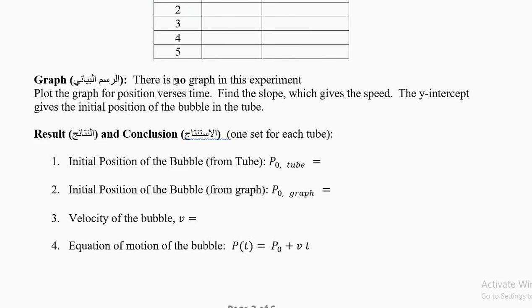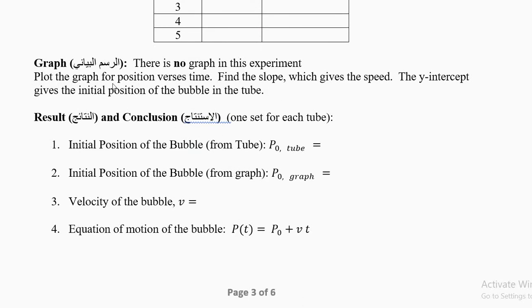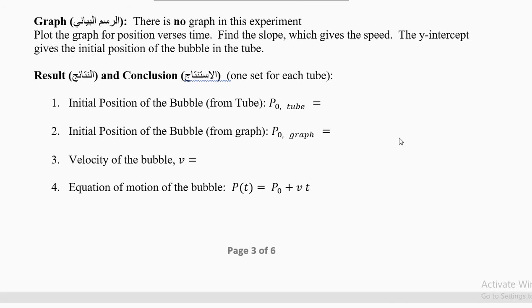Yeah, there's a graph in this experiment. Plot the graph for position versus time. Find the slope, which gives the speed. The y-intercept, the vertical intercept, will give you the initial position of the bubble.